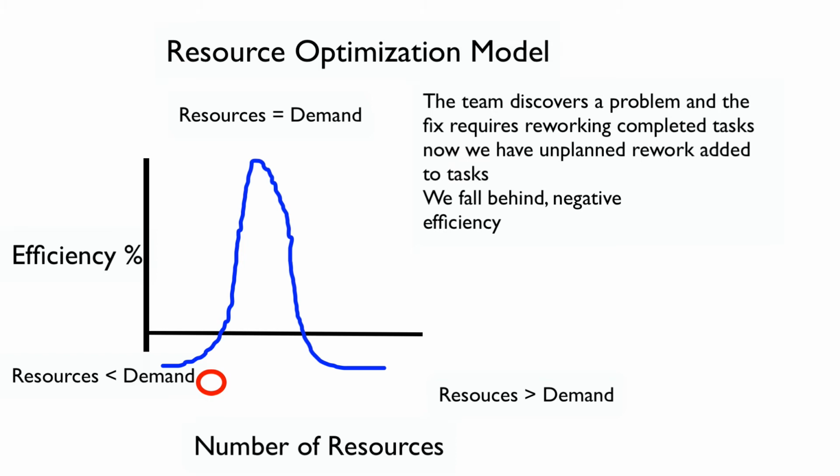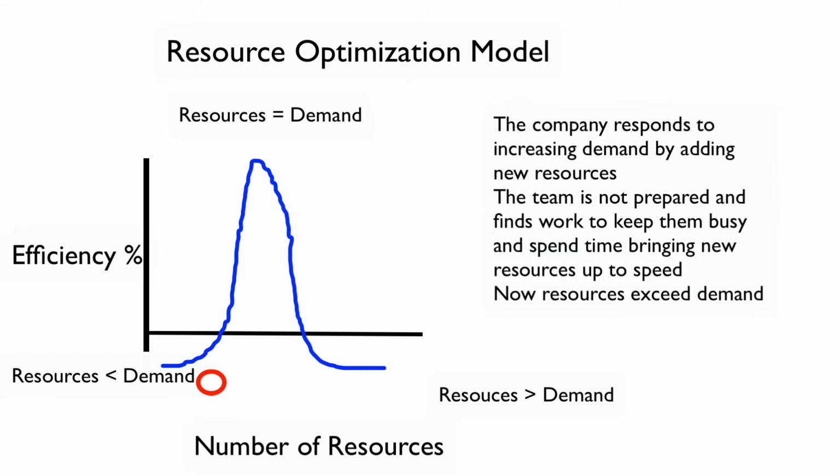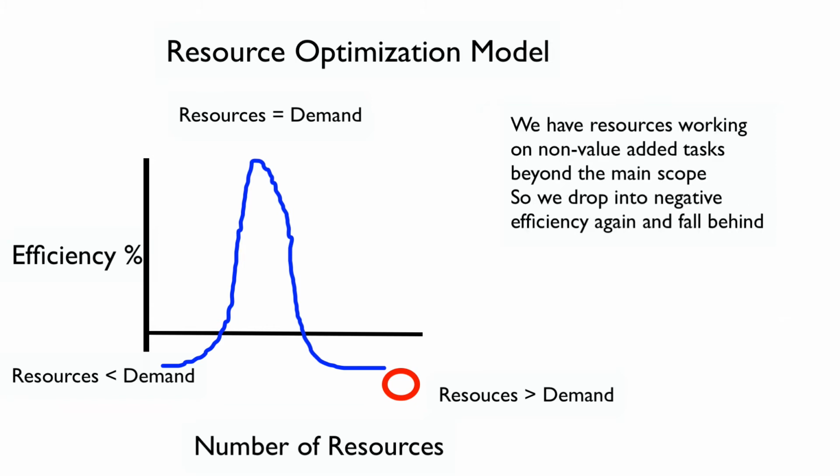Now this projection kicks off panic, and management throws resources at the problem. Again, without knowing it, we have plunged into the negative efficiency zone. The team is now overwhelmed with new people, and they have to bring them up to speed. In order to do this, we have to stop working on the main problem.